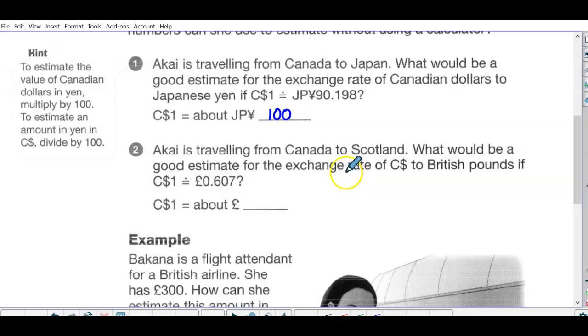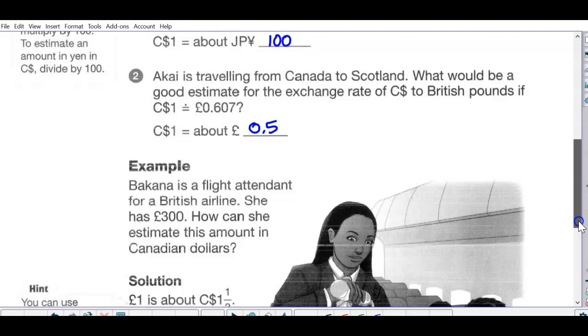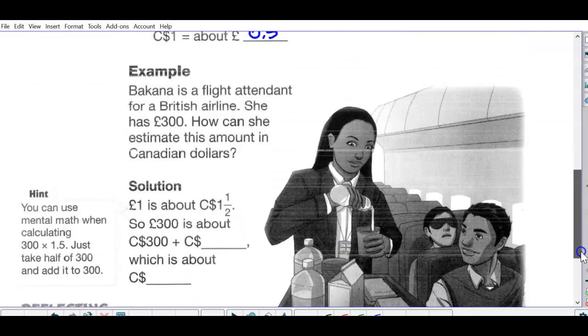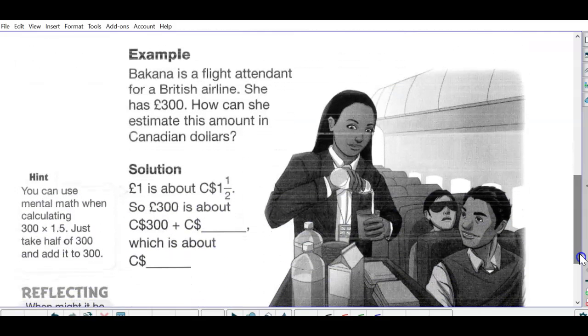Then she's traveling from Canada to Scotland. What would be a good estimate for the exchange rate to British pounds? So here, 0.6, really I'd probably say 0.5. Okay, that would be an easy number to deal with. And then this last example, Bakana is a flight attendant for British Airlines. She has 300 British pounds. How can she estimate this amount in Canadian dollars?